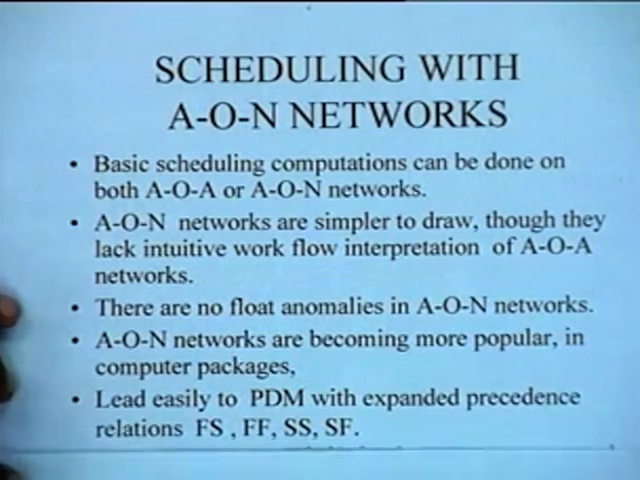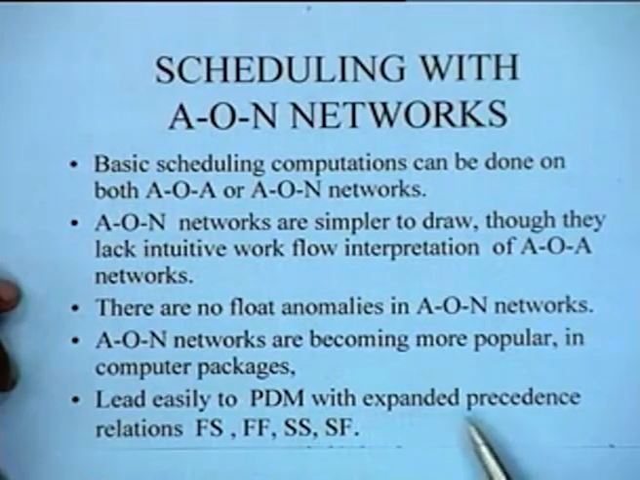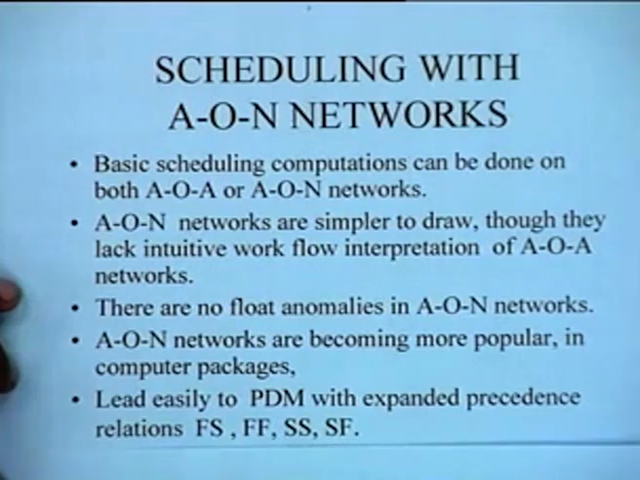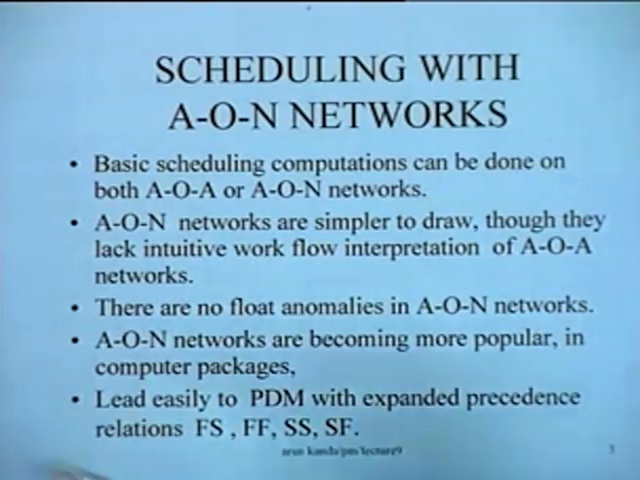and these networks lead easily to a method of programming known as PDM or precedence diagramming methods, which actually work with expanded precedence relationships rather than the conventional precedence relationships. And there are four types of relationships: finish to start, finish to finish, start to start and start to finish. So with these additional lead lag factors, we can do scheduling with AON networks.